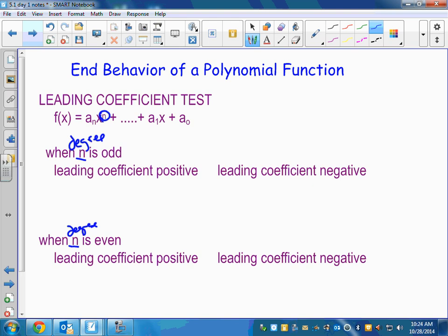Okay. How do you know which way it is? Is it both up? Is it both down? Is it like this or is it like this? You look at the degree and you look at the leading coefficient. The leading coefficient is the number in front of the highest degree. So in my little polynomial up here, the leading coefficient would be a sub n.